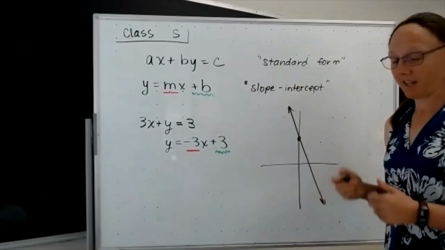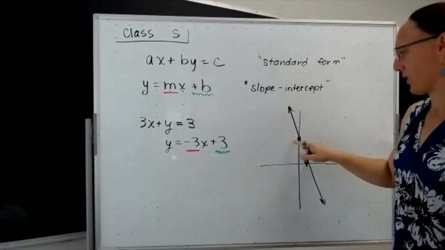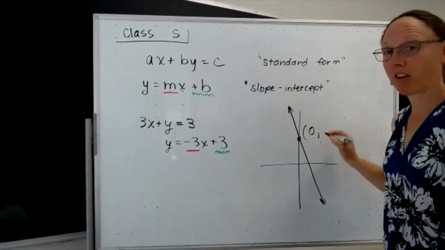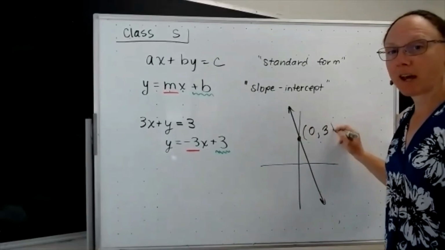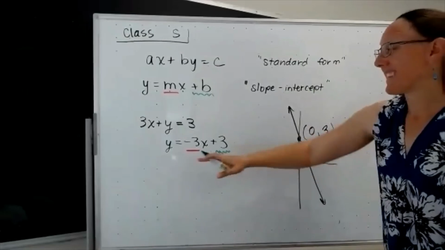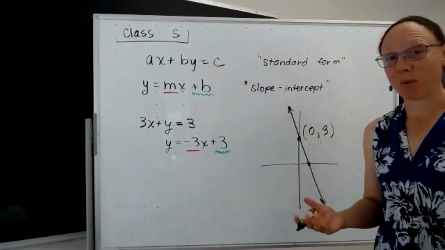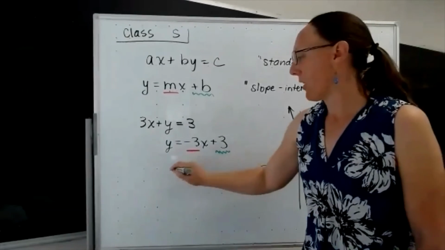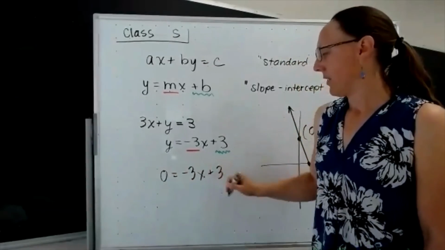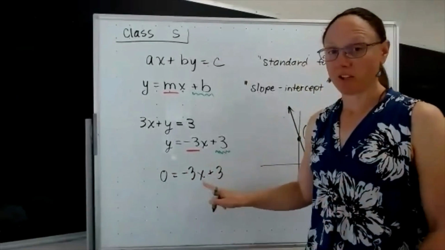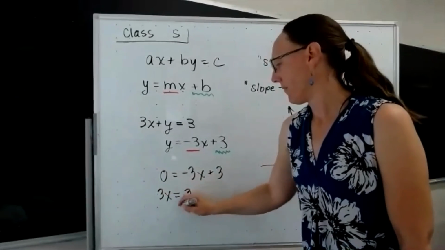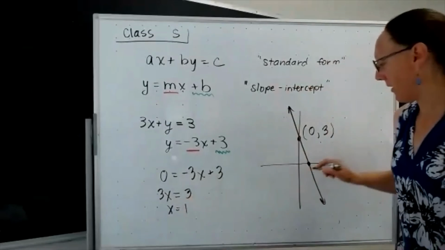If we want, we can label points here. So that one we already know, the y-intercept, the x value is always going to be 0. And we had that y-intercept of 3. To get the x-intercept, when it's in this form, we have to do a little bit more work because we're going to plug in 0 for y. We kind of end up undoing what we just did. I'm going to add the 3x to both sides and get that x is equal to 1.